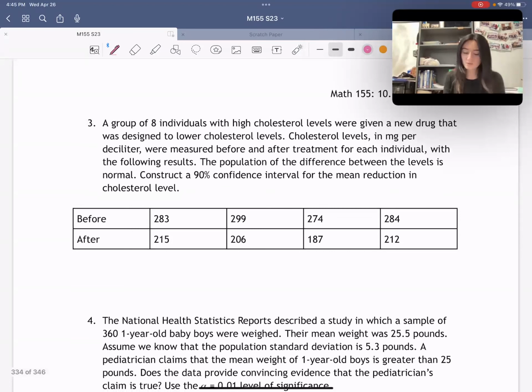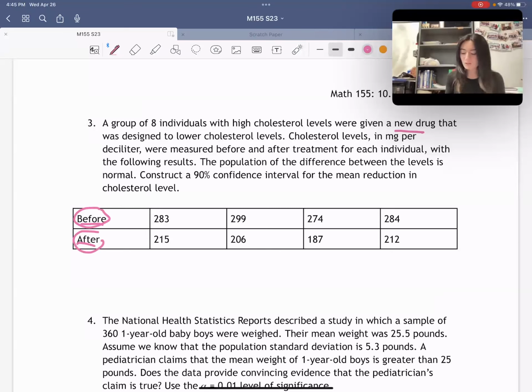Now, in this example, we have a group of 8 individuals with high cholesterol levels. They're given a new drug to lower cholesterol levels. We have their measurements before and after. And looking at the question, it seems like it's the same individuals. They're just being tested before and after. Okay, so we definitely have two samples because we have a before sample and an after sample.